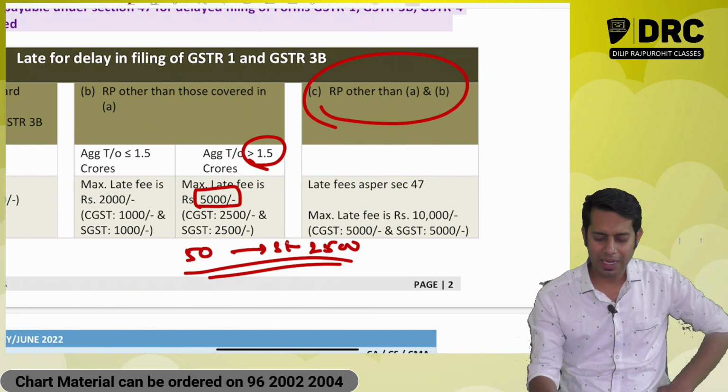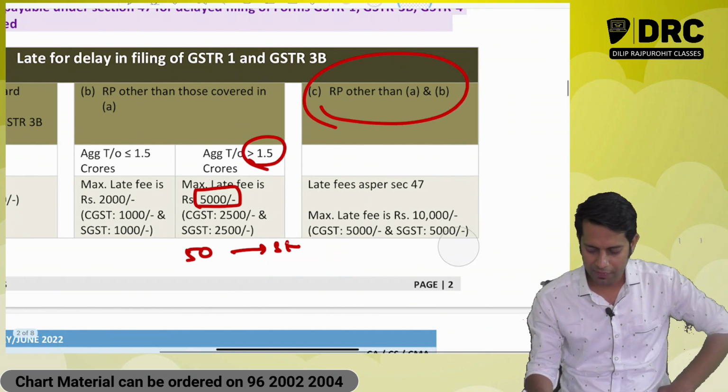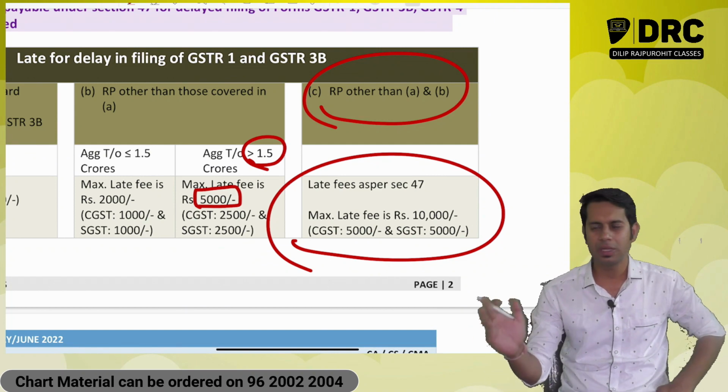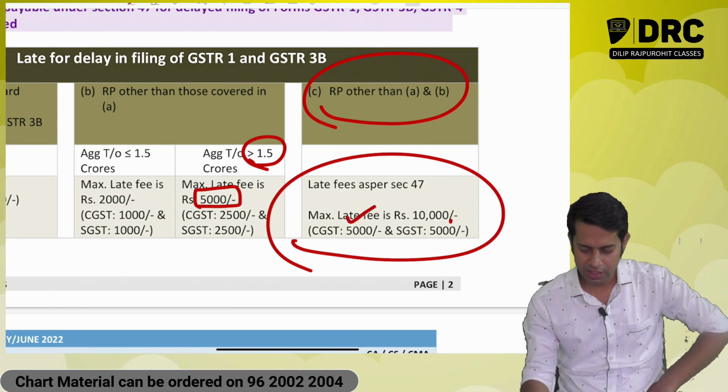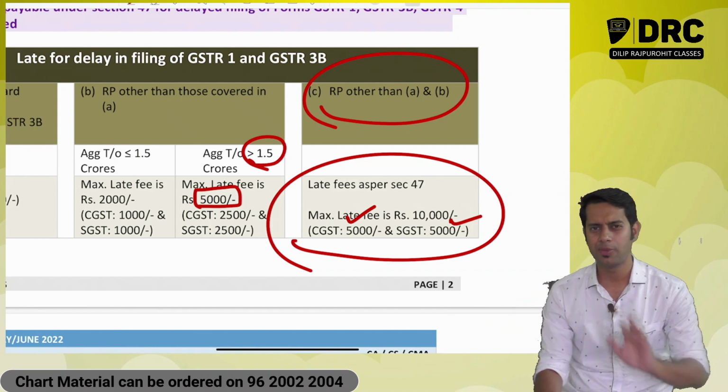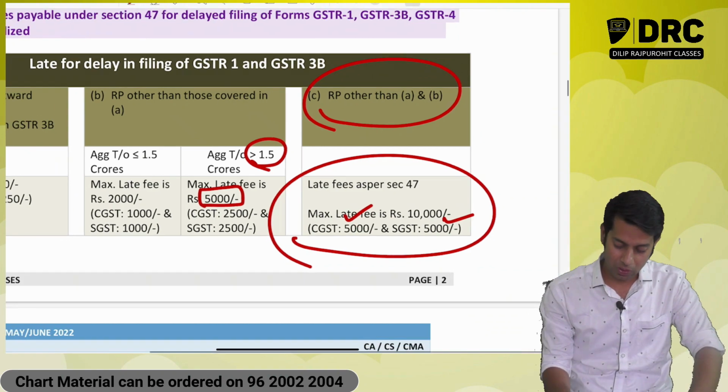And for all the other categories of registered person, it is the normal late fee provisions, that is rupees 100 per day, subject to a maximum of rupees 5000. That is 5000 under CGST and 5000 under SGST. So maximum amount which you have to pay is how much, sir? 10,000 rupees.